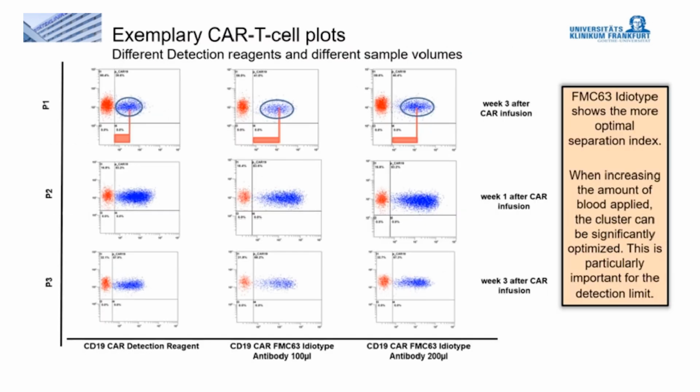So first I would like to show an example of each patient, and the FMC63 idiotype shows the more optimal separation index. Look at the bar length here in red. When increasing the amount of blood applied, the cluster can be significantly optimized, symbolized with the help of the blue circles. This is particularly important for the detection limit. At lower cell counts, we suggest working with 200 microliter of whole blood due to the higher number of events recorded by the flow cytometer.